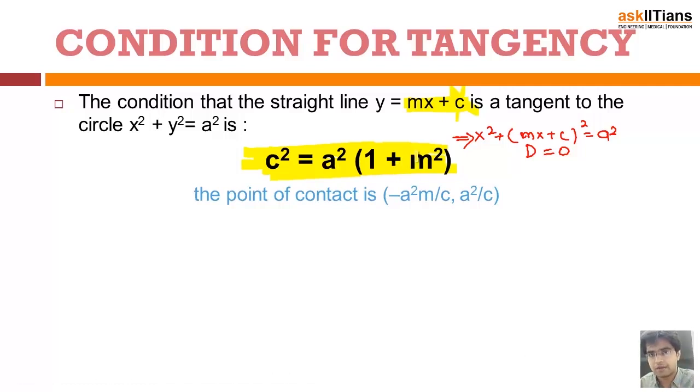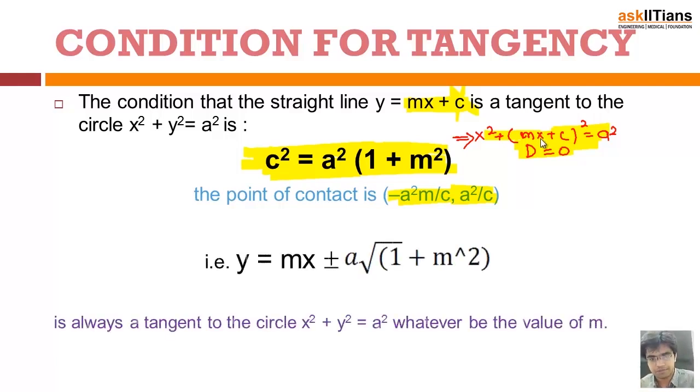And the point of contact, that means the point at which the tangent and circle are in contact, is directly given by minus a square m by c and a square by c. So this equation is giving us lots and lots of information. We just have to play smart, satisfy the value with the circle, and you can see that it's a quadratic, so it will give you two values of x, but you want only one because the tangent and circle touch at only one point. So what you're going to do, you're going to put d equal to 0, that is the discriminant of that combined equation.